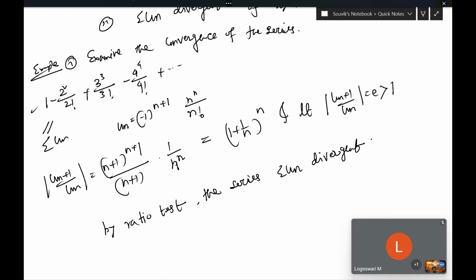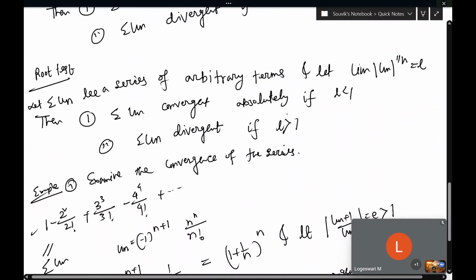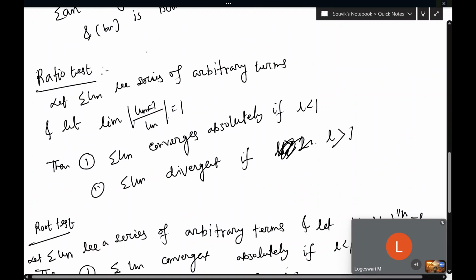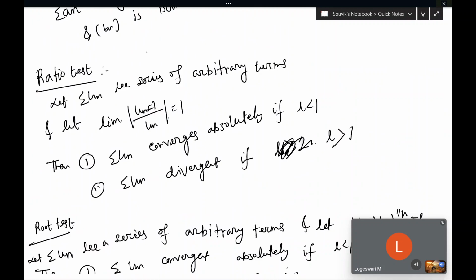So let me repeat this solution again. Before that, let me show you the ratio test statement. What does the ratio test tell? It tells that if the limiting value, say l, and if l is less than one, then the series is absolutely convergent, and if l is greater than one, then it's divergent.